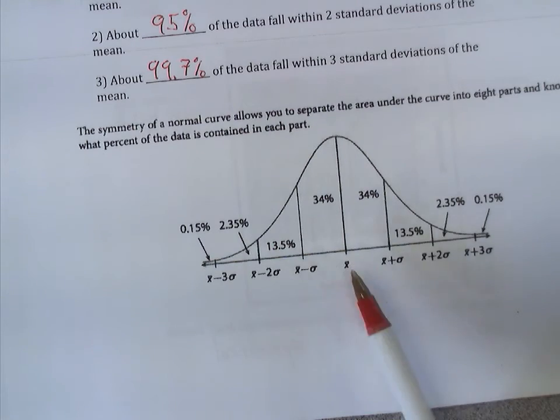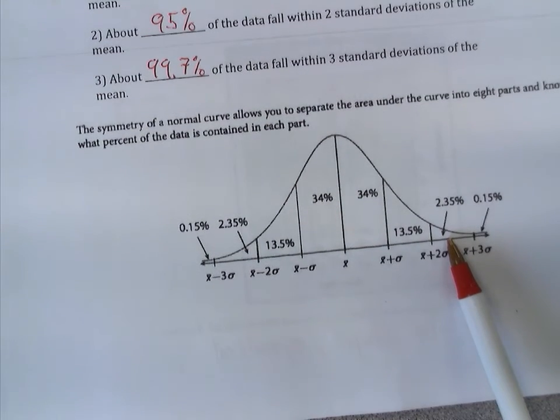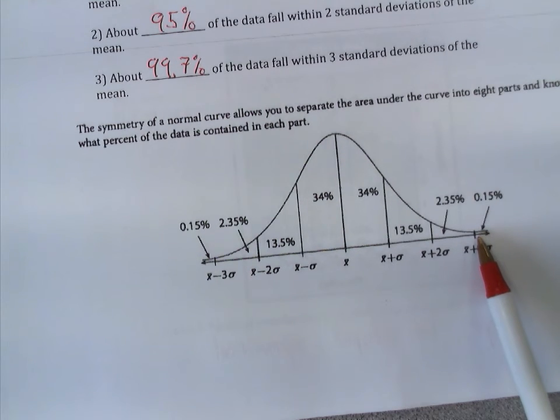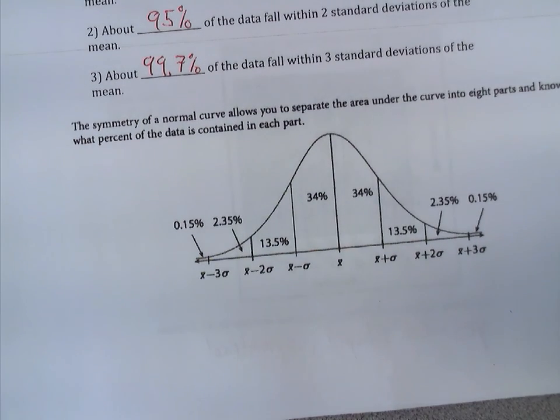And then we can see how far out we go. Between 2 and 3 standard deviations is another 2.35% of the population on both sides. And then there's only a small 0.15% of the population that is going to be greater than or less than that.